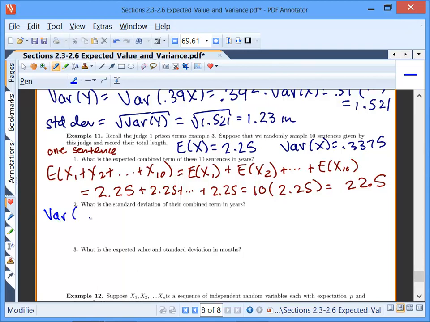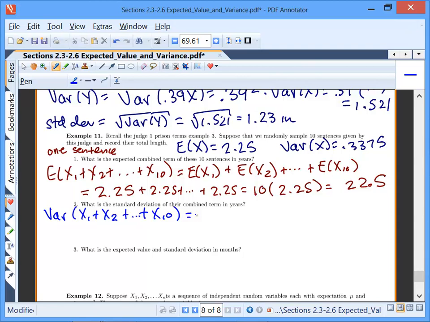So we're looking for the variance of, again, x1 plus x2 plus up to x10. Now, we have the rule that says if these are independent random variables, then I can just add the variances.